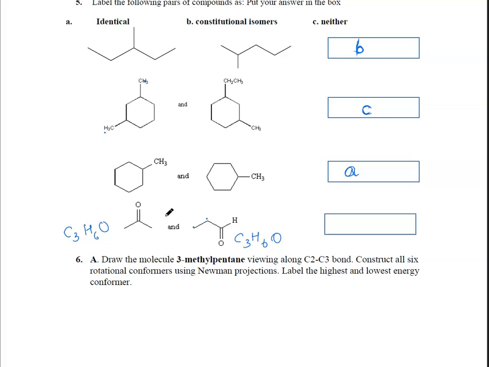And since they differ in their functional groups, this is a ketone, and here we have an aldehyde, so this is an aldehyde. So that makes them constitutional isomers again, so the answer should be B.